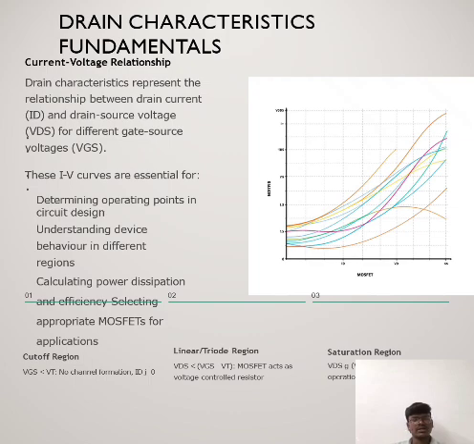There are three regions: cutoff region, linear region, and saturation region. In the cutoff region, VGS is less than VT. In the linear region, the MOSFET acts as a voltage-controlled resistor. Saturation is when VDS is large. This is the MOSFET drain characteristics fundamentals.